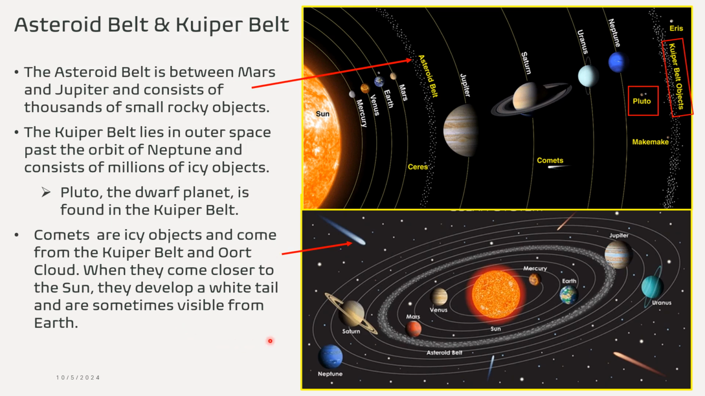So make sure that you know the asteroid belt, consisting of rocky objects, is between Mars and Jupiter, but the Kuiper belt is very far beyond the orbit of Neptune, and that one consists of icy objects, and that's also where we find Pluto.